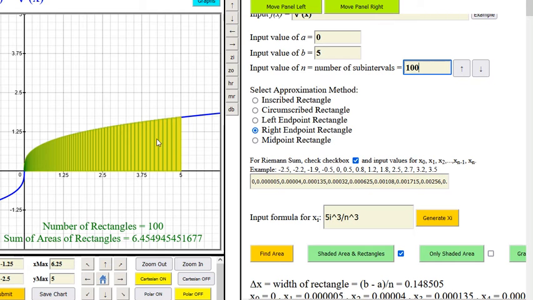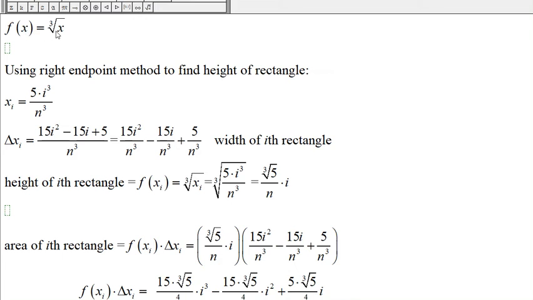And so now let's fill this up with an infinite number of rectangles so that we get the exact answer. And so for 100 rectangles, we get an area of about 6.45. Once again, the function is the cube root of x, or the third root of x. And earlier we found that x sub i is 5 to the third times i to the third divided by n to the third. And then earlier we also found the width of the ith rectangle, and that comes out to be 15i squared divided by n to the third minus 15i over n to the third plus 5 over n to the third. And so now let's get the height of the ith rectangle.